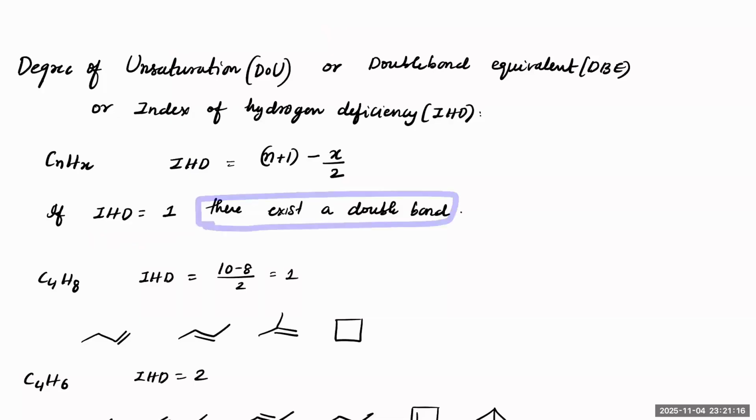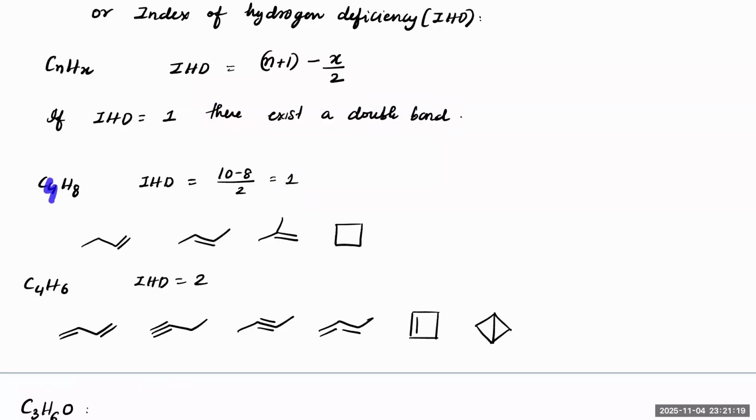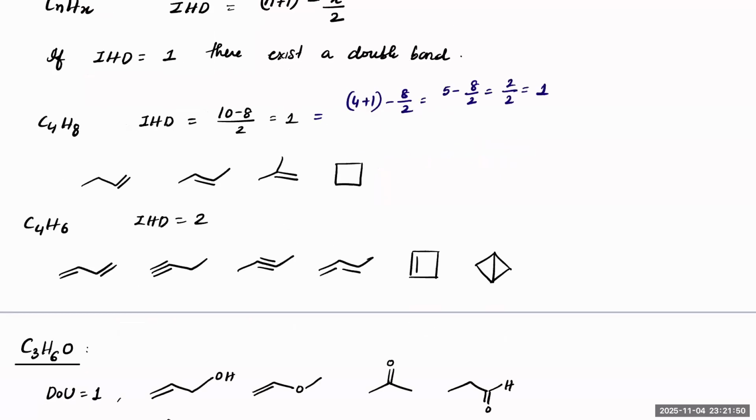Next, if IHD is 1, here you can see 4 carbons. 4 carbons means how many double bonds or triple bonds can we have? A different way of writing the formula: you can write it this way, 4 plus 1 minus 8 by 2. Or you can take an LCM here. So it is 5 minus 8 by 2, or 10 minus 8 by 2, which is 2 by 2, which is 1. So that's how index of hydrogen deficiency is 1.